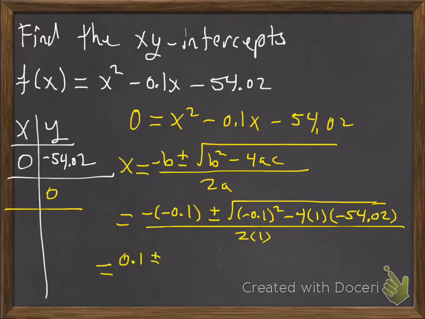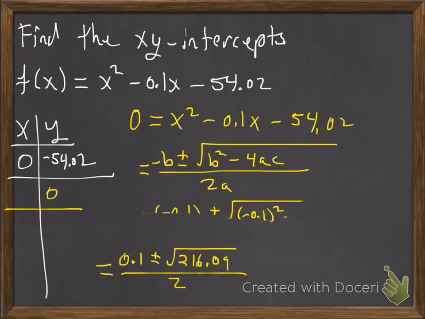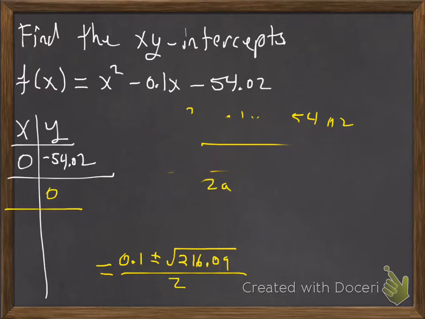And what I did is I threw the radical and all this junk in the calculator to figure out what that was. And it was 216.09 all over 2. And we're going to go ahead and continue working that. Then what I did is I threw the 216.09 into my calculator to see what I got.